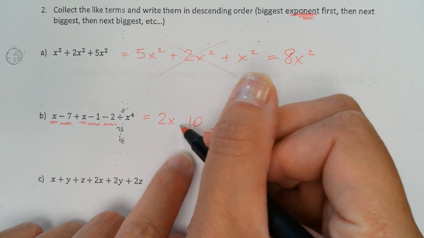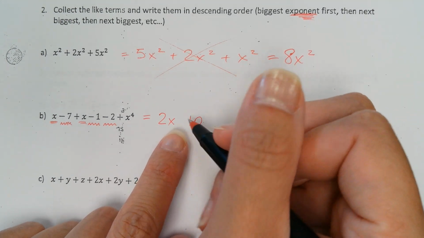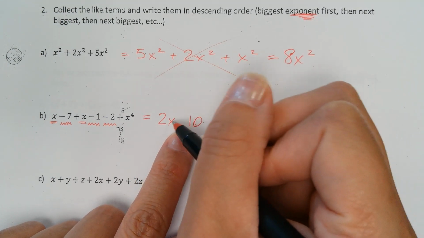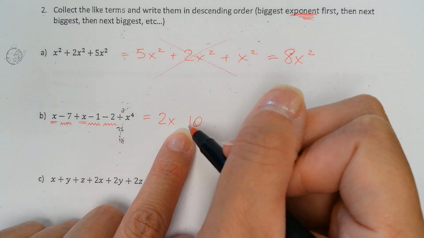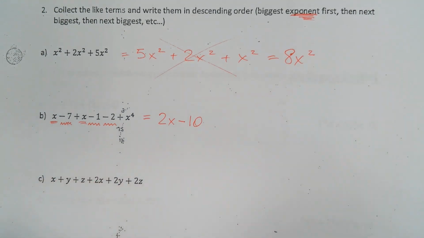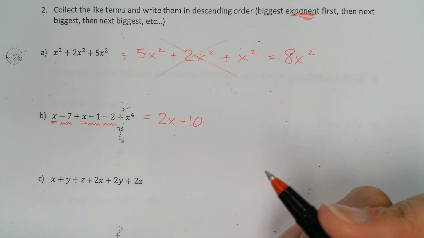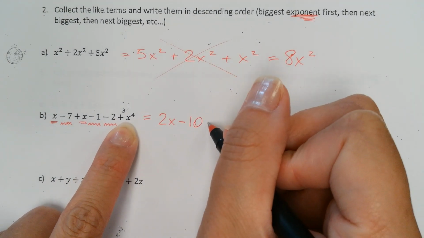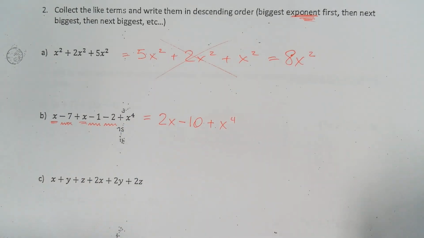So when I came around, I saw some people write it like this. Remember, you need to connect between the terms. You need a connector. So if it's -10, then it's minus. If it's +10, then it's a plus in between. And then the plus x to the 4.